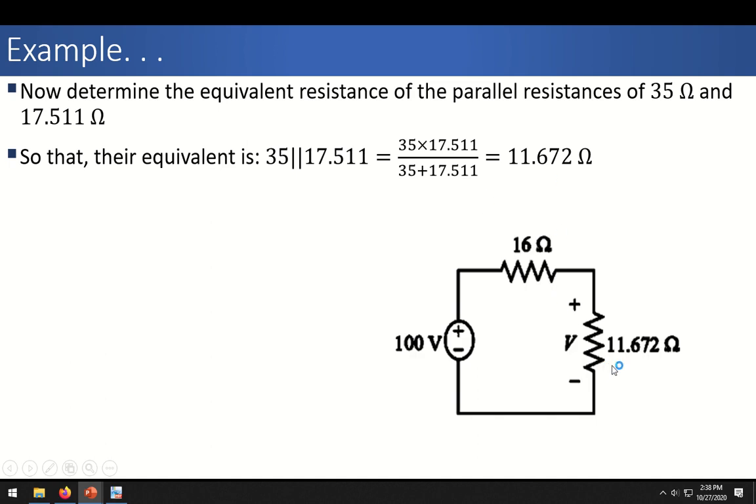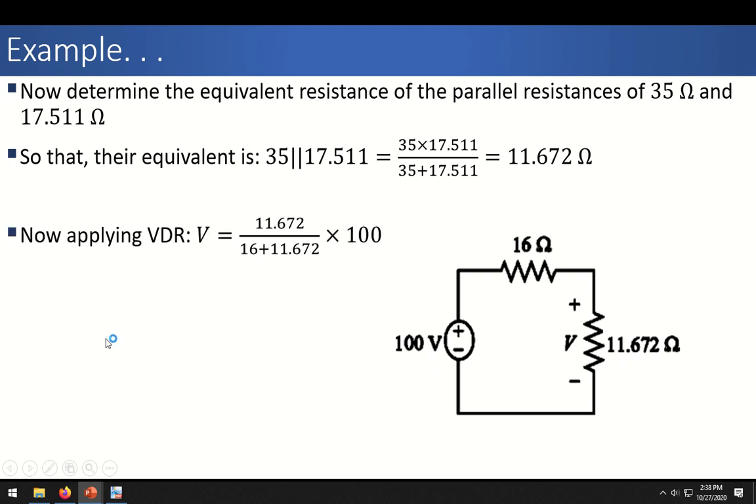11.672 ohms. So now you can see that this 100 volt is actually being divided between 16 and 11.67 ohm resistance. So we can use the voltage divider rule here. So V will be equal to resistance divided by sum of the resistances multiplied by total applied voltage. So resistance is 11.67 divided by sum is 16 plus 11.67 multiplied by 100. So this is 42.18 volts. So this is how we can use the star delta or delta star transformation.